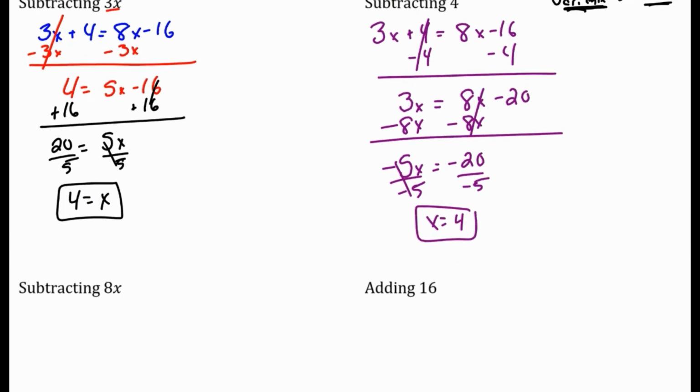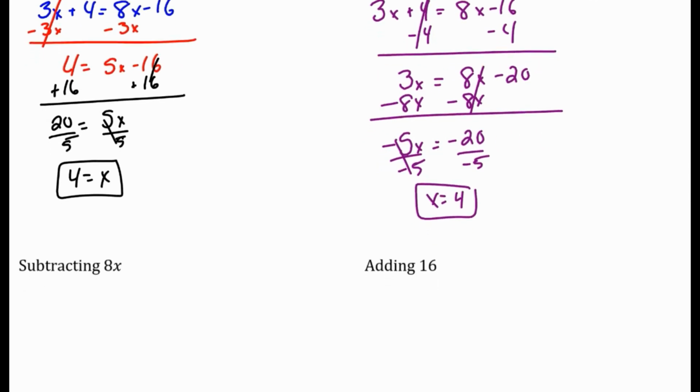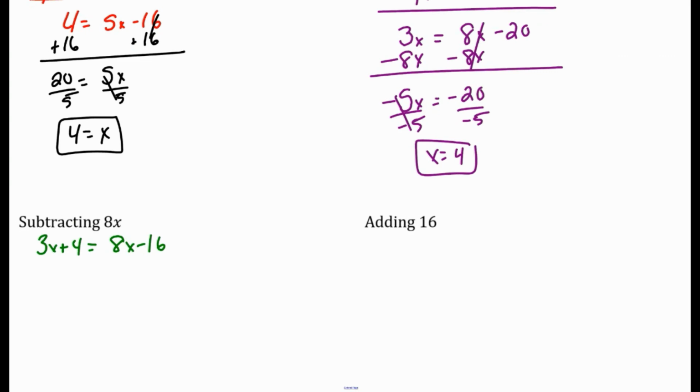Let's solve it again. This time we'll solve it by subtracting 8x from both sides to start with. So as you see here, there's lots of different choices for getting started on these equations where you have variables on both sides. Once you get to something like this, there's 4 options you can go with. Let's try subtracting 8x. Let's move my variables over to this left-hand side. Negative 5x plus 4 equals negative 16.